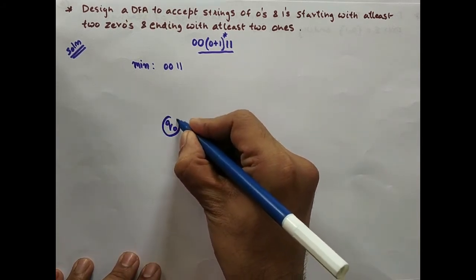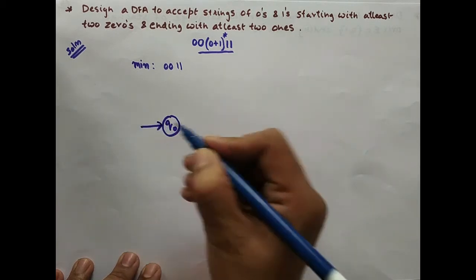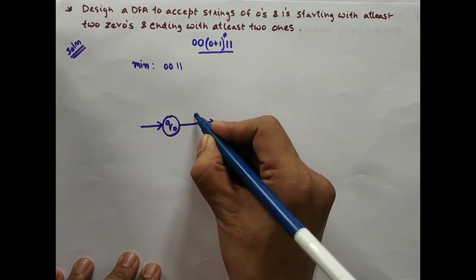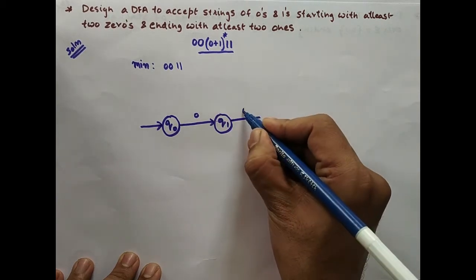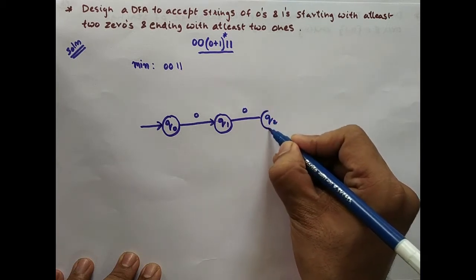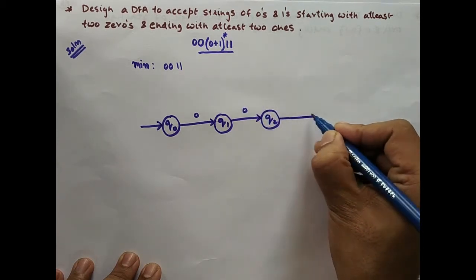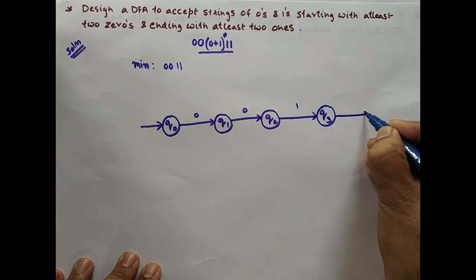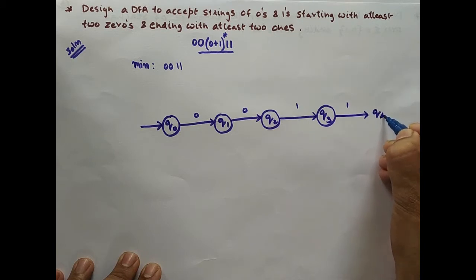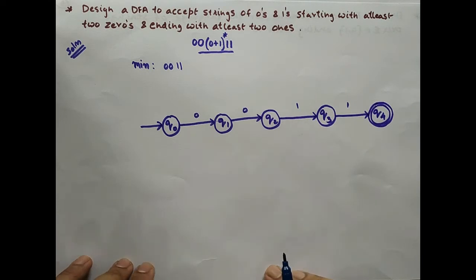So let Q0 be the initial state. On reading 0, it goes to Q1. On the next 0, it goes to Q2. On reading 1, it goes to Q3. And on reading another 1, it goes to Q4. So Q4 is the final state. So this is an automata for the minimum possible string. Now let us see what are the other possible strings apart from this minimum possible string.